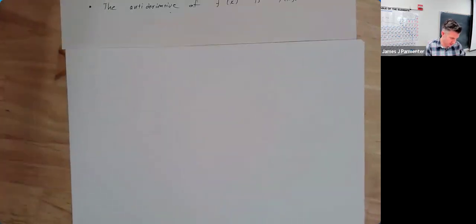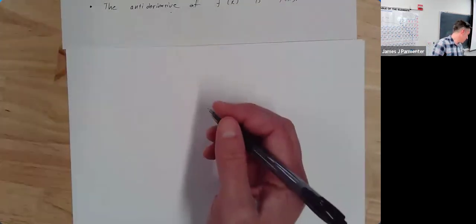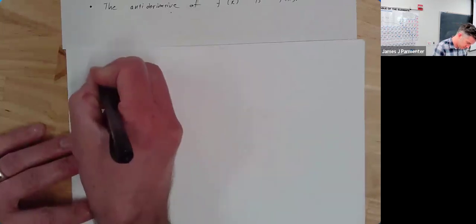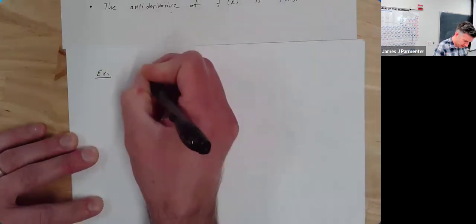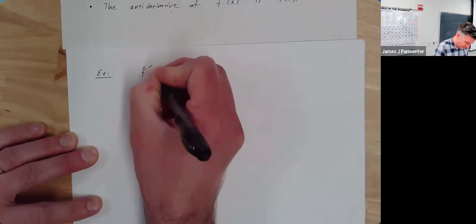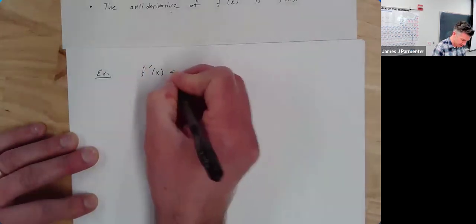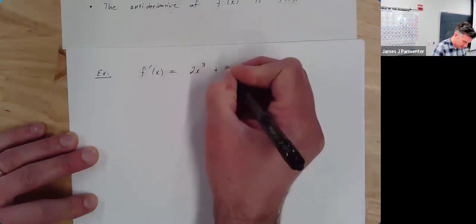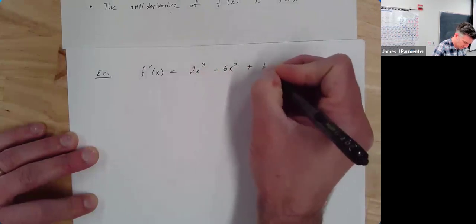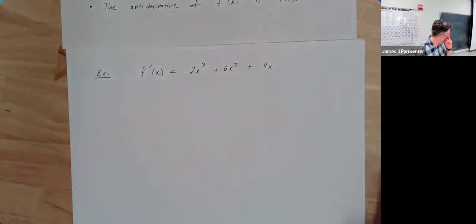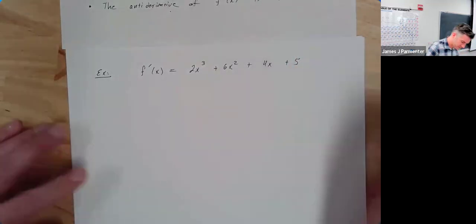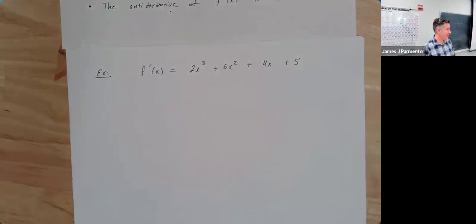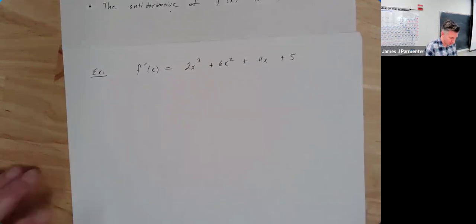So, for some examples, sure, we can look at these. Let's say the function that we want to anti-differentiate, we'll call it f prime of x, is 2x to the third plus 6x squared plus 4x plus 5. I want to find the antiderivative of this. So I'm going to use what I typically call the anti-power rule, which I'll write down in a second, but we're just going to use it right now.